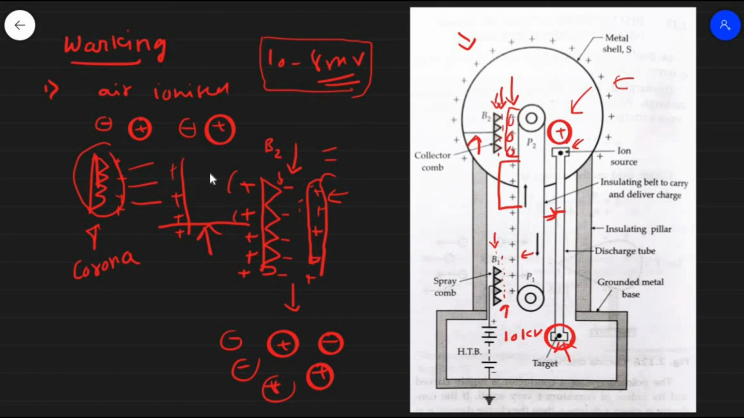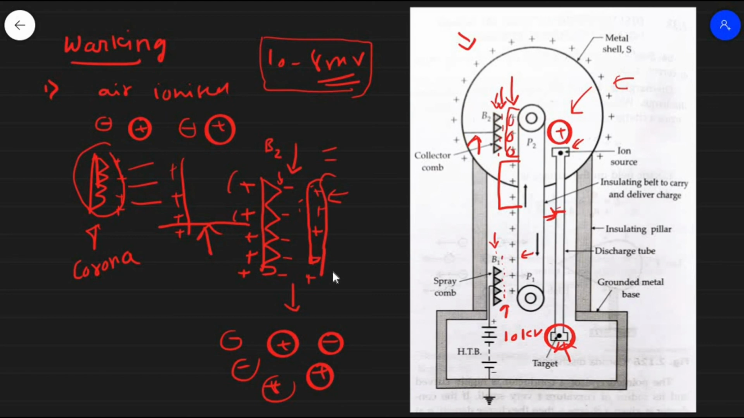I hope you would have understood it very well, right? If you have not understood it, then you can visit our previous video, because the principle is very important. All right. So this was the whole process, how Van de Graaff generator works.